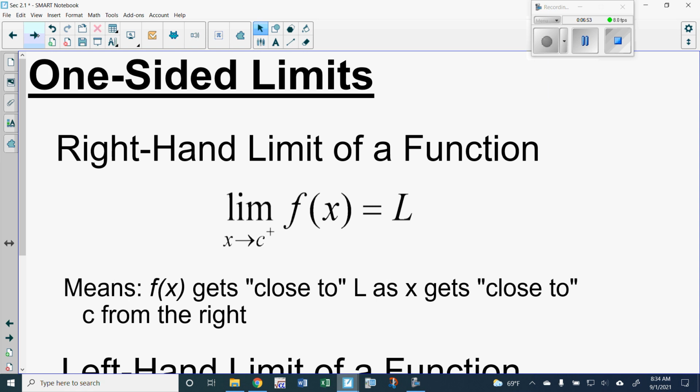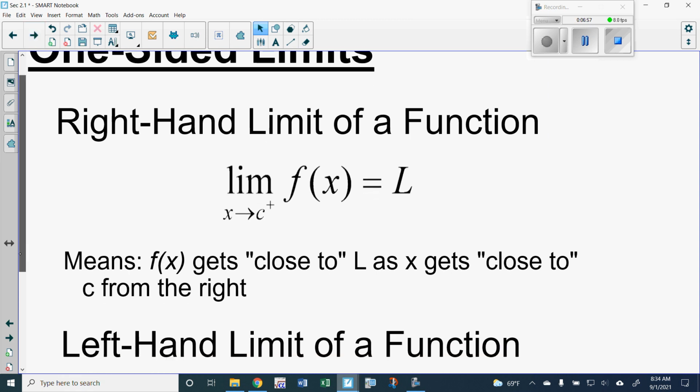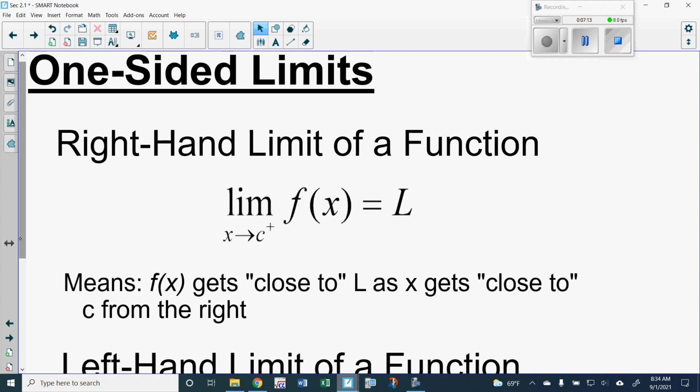So, the right-handed limit is the limit as x approaches c plus, the limit from the right. Okay? Now, this means as f of x gets close to L, x gets close to c from the right. So the important thing here is it's got the little plus.